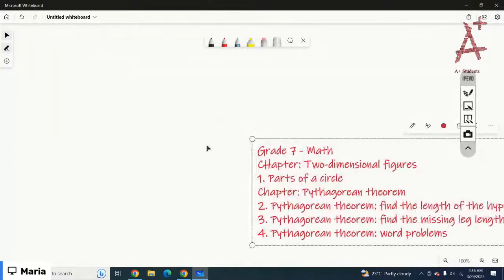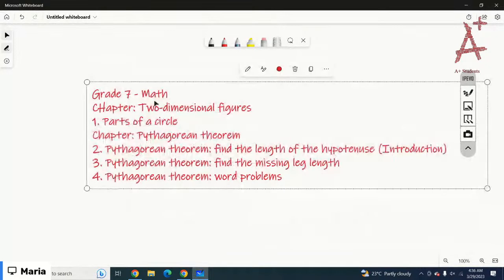So we're working on grade 7 maths. The chapter we are working on is two-dimensional figures, and the lesson we have covered from the chapter is part of a circle. Then we started the new chapter, Pythagorean theorem. The lessons we have covered from the chapter are Pythagorean theorem, find the length of hypotenuse, Pythagorean theorem, find the missing leg length, and Pythagorean theorem word problems. If you need more help with the lesson, please make sure before the next session you complete all the test questions from the lessons we did today.